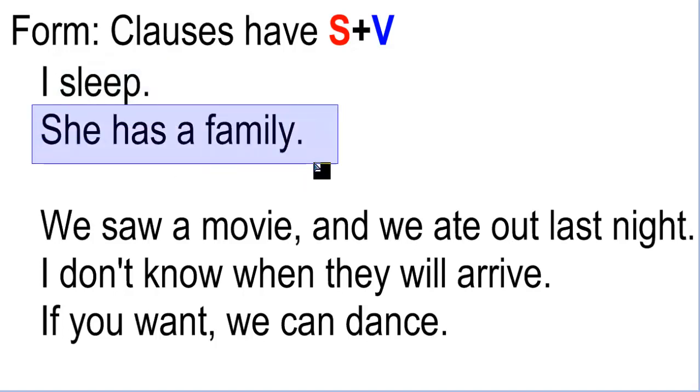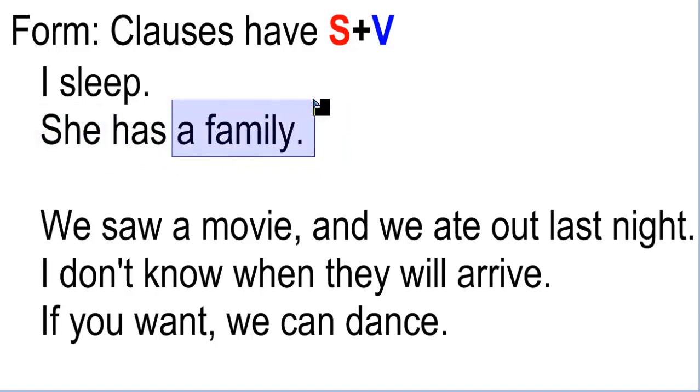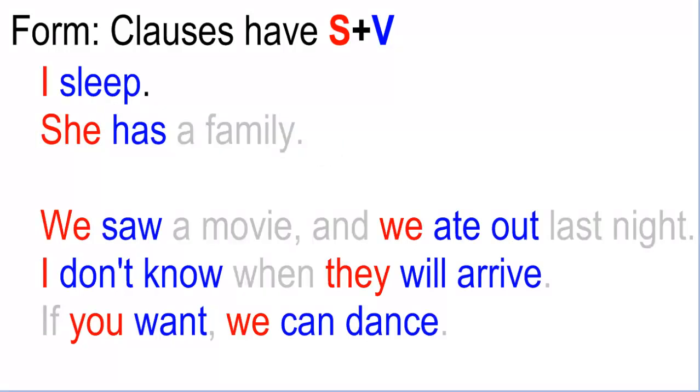She has a family. She has. That part is the subject and the verb. A family is the object in this case. So all of this is also a sentence. Okay, remember you need to have a subject and a verb.